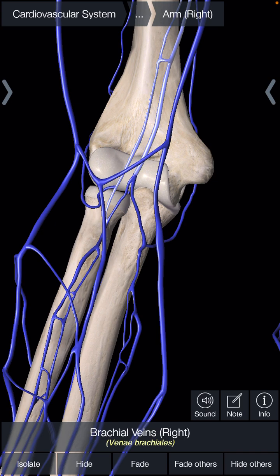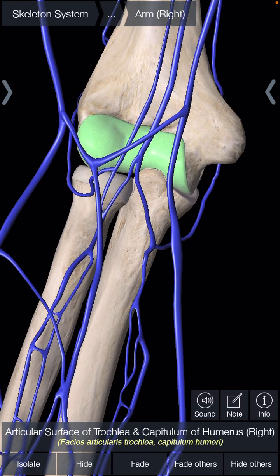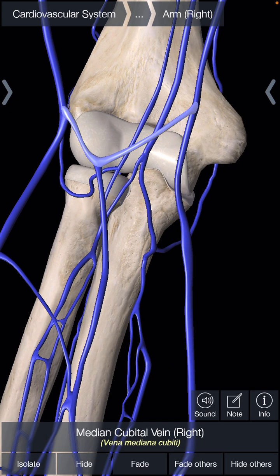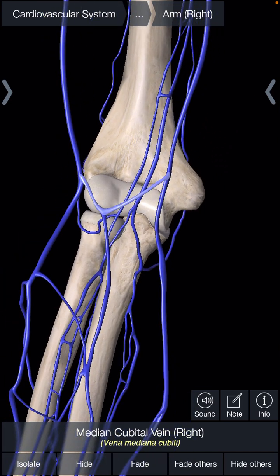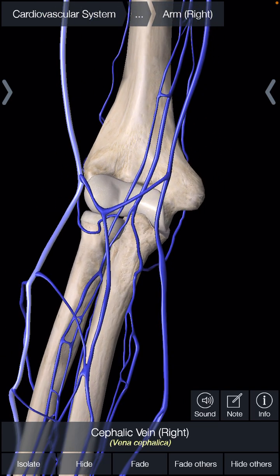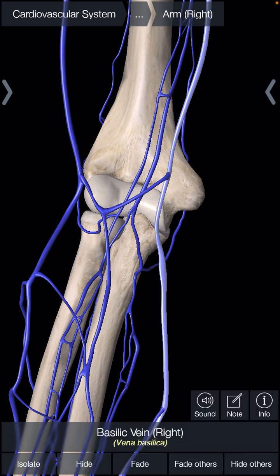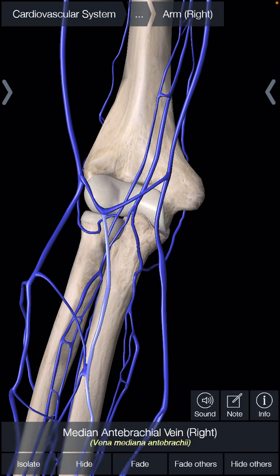But just superficial to that junction, there is the median cubital vein, which is here. Notice that it doesn't actually have a portal into either the ulnar or the radial or the brachial veins, but it does form a junction between these two vessels, the cephalic vein and the basilic vein. Now, you don't need to know cephalic and basilic, but you do need to know the median cubital vein. You'll know what vessel is what based off of its junction zones.